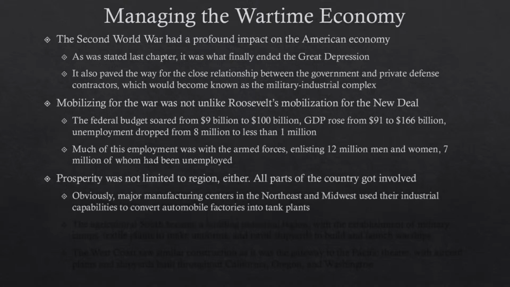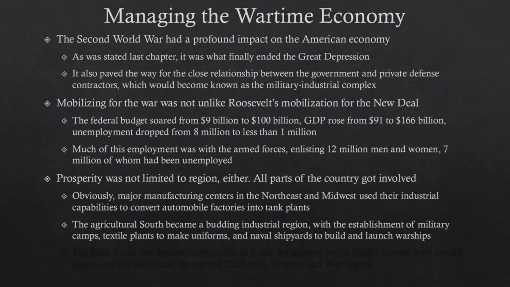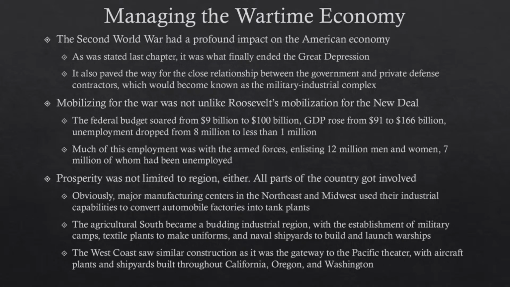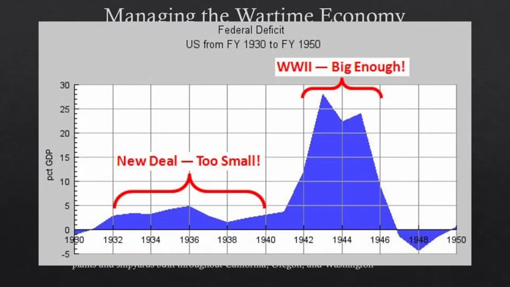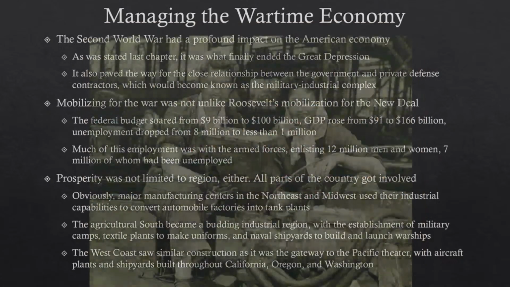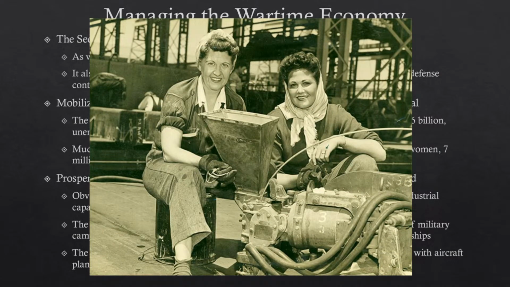Prosperity everywhere, manufacturing, from automobile plants to tank plants, which is cool. Agricultural South, military camps, textile plants, naval shipyards, West Coast, lots of naval shipyards, because, again, the Pacific Ocean. So the federal deficit went really high in World War II, but it was important to get all that stuff out, and it helped us to get out of the Depression. And this is cheering on the people working in the factories. Just because you're not out over there fighting the Germans or the Japanese doesn't mean you're not helping out in the war. So here we have women working in these manufacturing jobs.